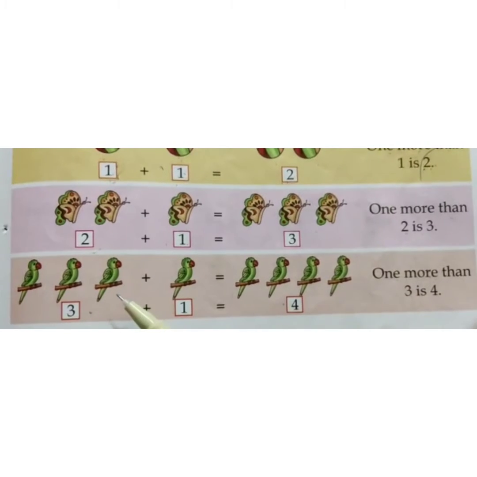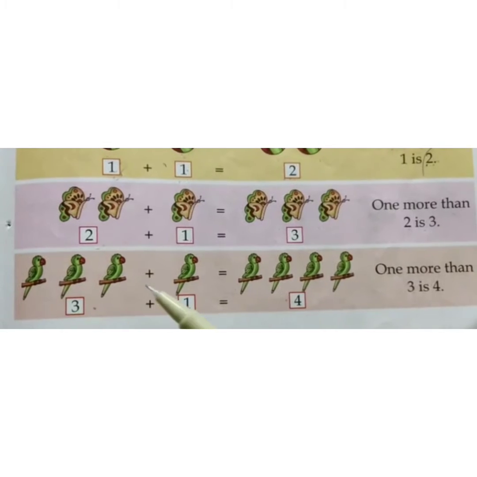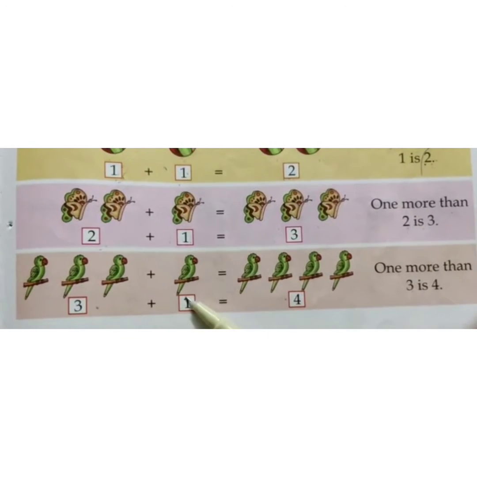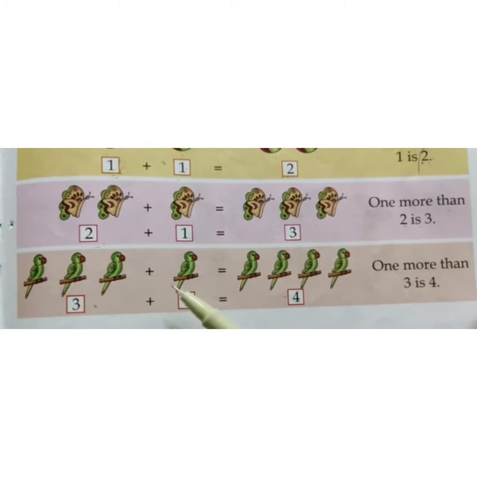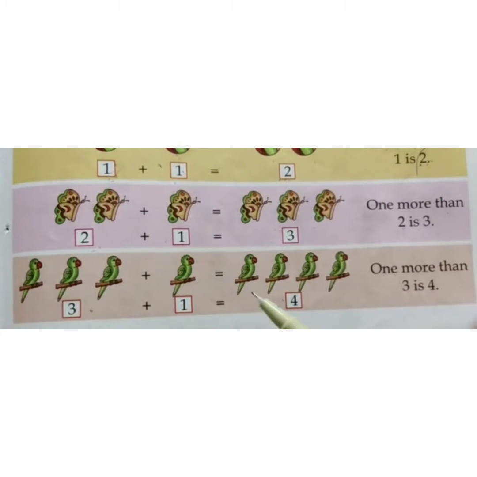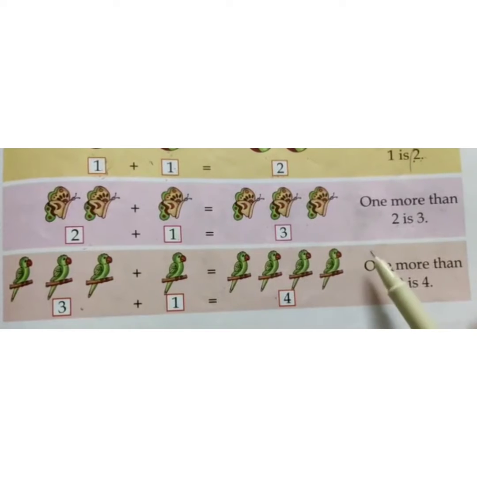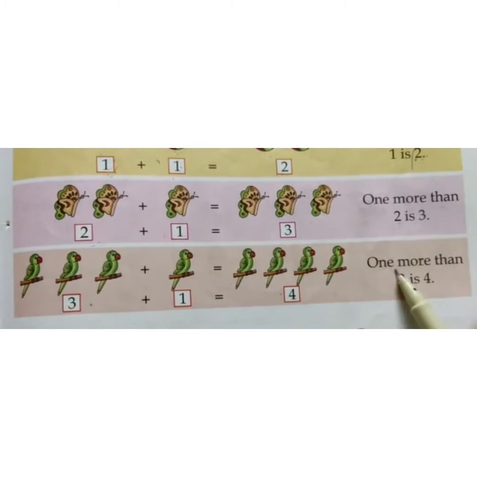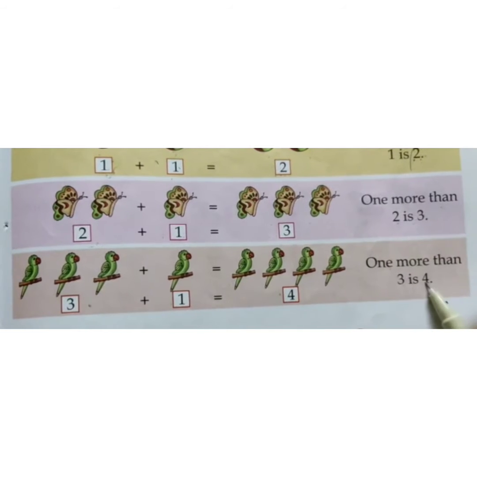In third example, we are having 3 parrots. So the given number is 3. If we add 1 to the given number, which means 3 plus 1, it will be equal to 4. Or we can say 1 more than 3 is 4.